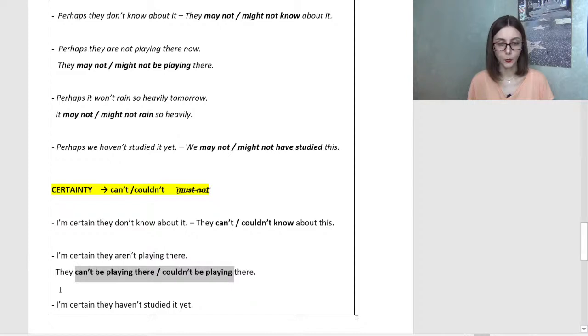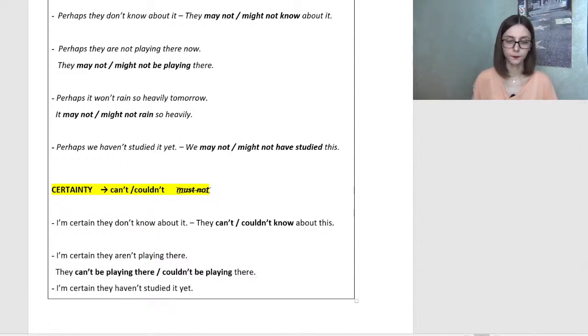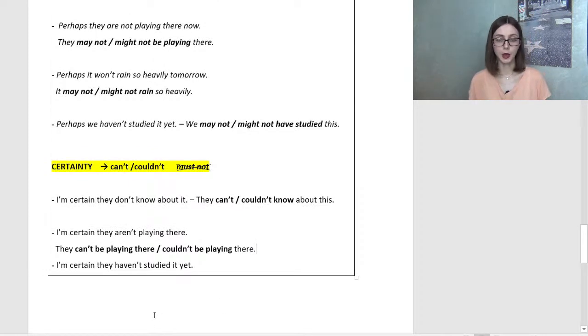All right, and we have one more sentence here. And it says, I'm certain that they haven't studied this yet. So let's imagine you're a teacher and you're talking to your coworker and you say, you know, I'm sure they haven't studied this yet. You can teach them.